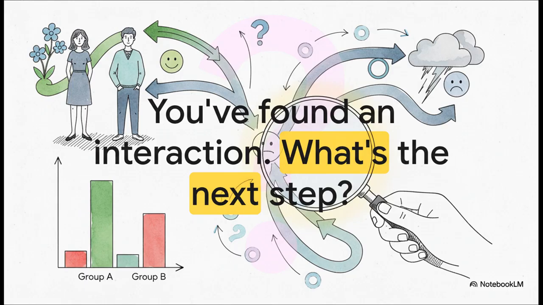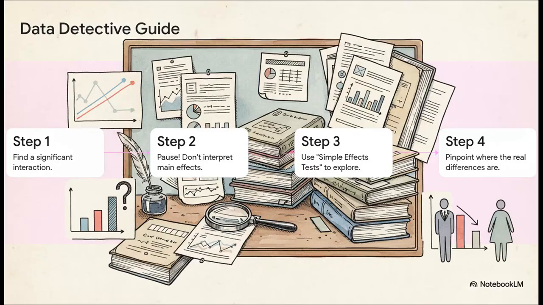How do you actually dig in and investigate it properly? Think of it like this, a quick guide for the data detective in you. Step 1, you find a statistically significant interaction. Step 2, and this is crucial, you stop. Just pause. Don't even look at the main effects, the overall averages. Instead, you move to step 3. You use what are called simple effects tests to explore what's going on. And that lets you get to step 4. You can finally pinpoint exactly where the real differences are. You're shifting your question from does it work to the much smarter question, for whom does it work and how?